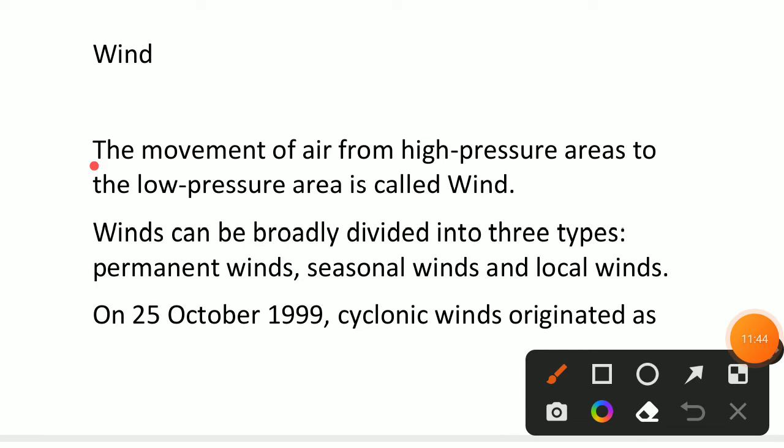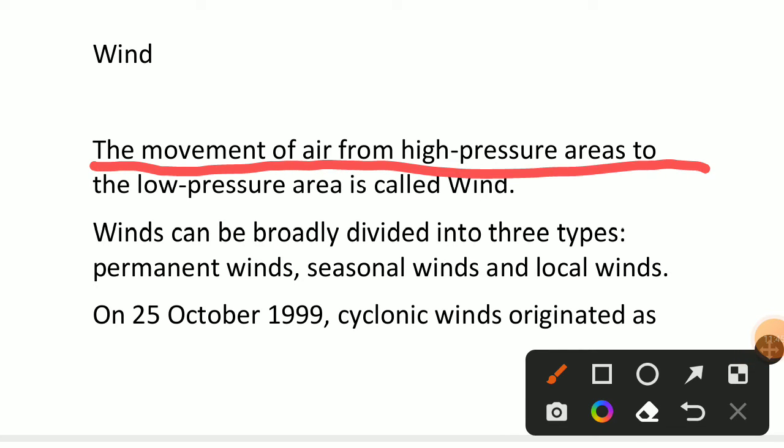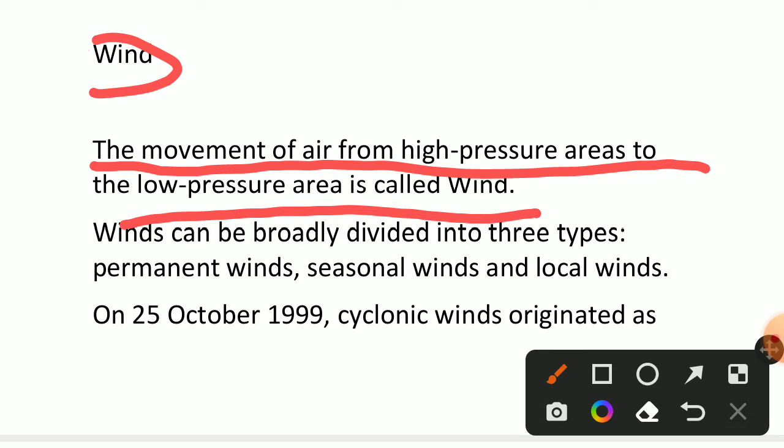Wind is the movement of air from high pressure areas to low pressure areas. Simply we can say wind means fast moving air. Slow moving air is called breeze.